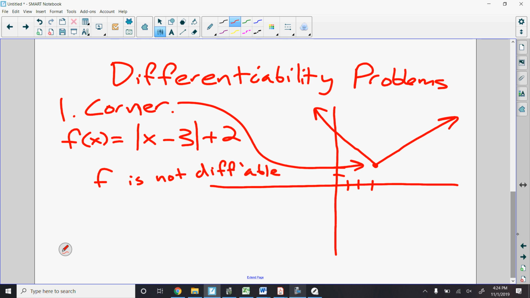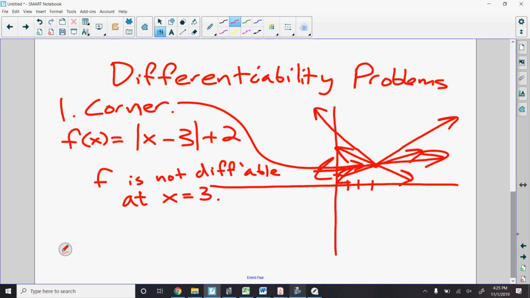By the way, diffable is what I use to shorten up differentiable. It's such a long word. f is not diffable at x equals 3. Okay? I can't put a tangent line in there because there's a lot of different ways that I could draw it. So anytime we see a corner on a graph, that's showing that graph is not differentiable there.